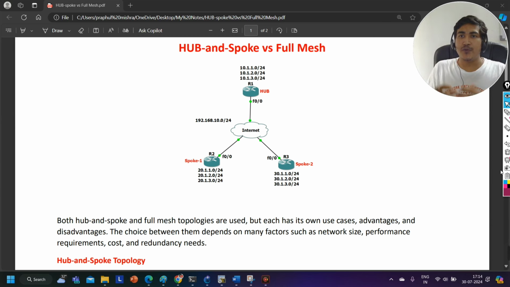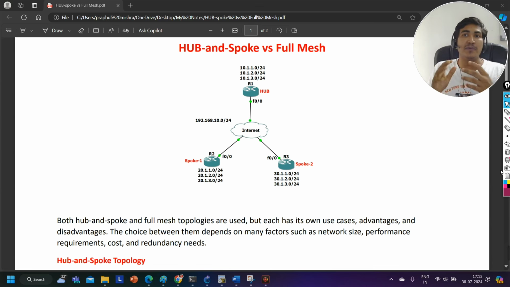Now let's suppose you are going to connect a few branch offices together. Let's say you are a network engineer in XYZ company, and XYZ company has its headquarters in India, one branch in, let's say, Australia, and one branch in New York. So you need to connect these three branches together, correct? Now you have two options. Either you can design a hub and spoke topology, or you can design a full mesh topology.